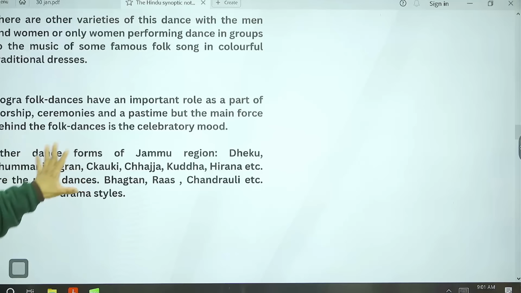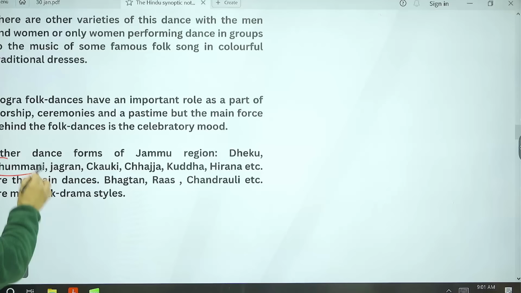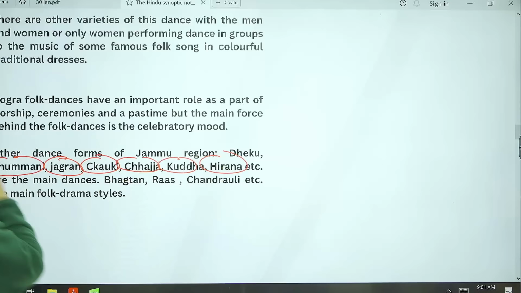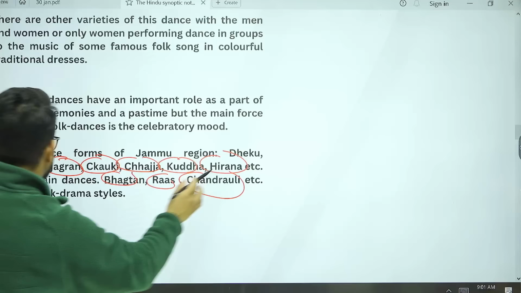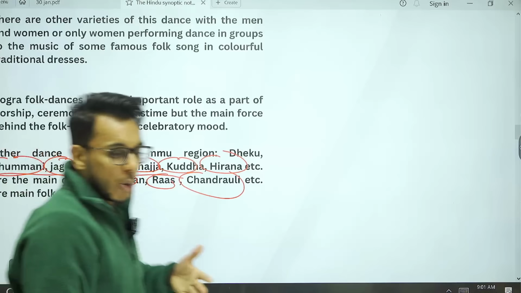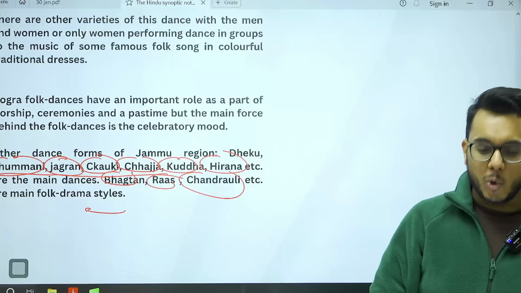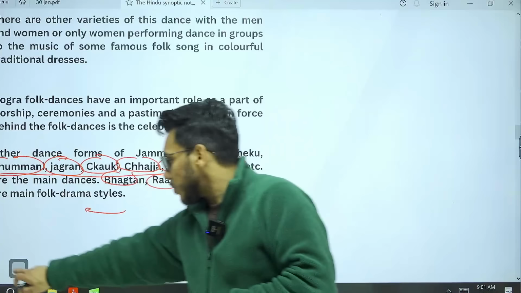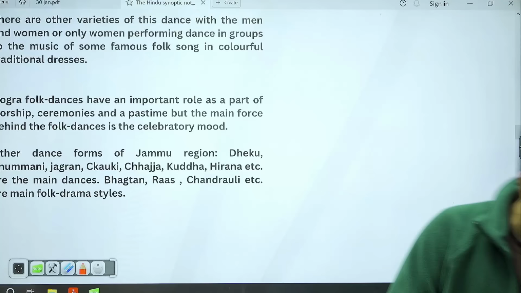Okay. And also, there are some other important dances of the Jammu and Kashmir region, which I have provided here. For example, Pumani, Jagran, Choki, Chhajja, Kudda, Hirna. And then there are Bhaktan, Ras, Chandrauli. These are the dramas, and above one, these are the dances. So please note it down in your art and culture notes, because in this particular direction, questions can be asked. Now, moving on to the next article.